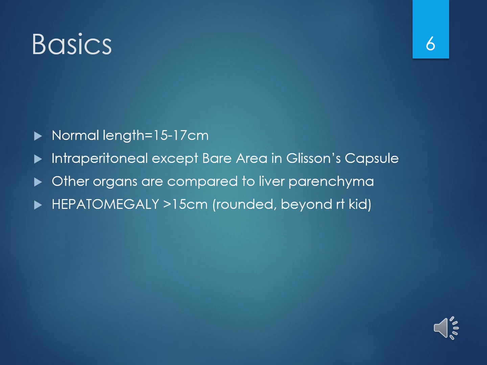Other things we need to know is that the liver is an intraperitoneal organ, except for the bare area. It's covered in Glisson's capsule, which is that visceral peritoneum. Other organs are compared to the liver parenchyma. That's an important thing to know. So for example, if that's a normal looking liver and then that pancreas by it looks like it's hyperechoic to that liver, well, that pancreas might have fatty infiltration itself, or maybe there's some type of pancreatitis going on. Maybe that's sick. So we need to know that.